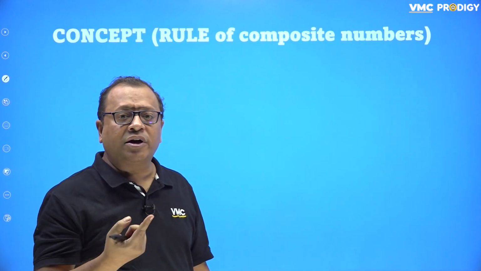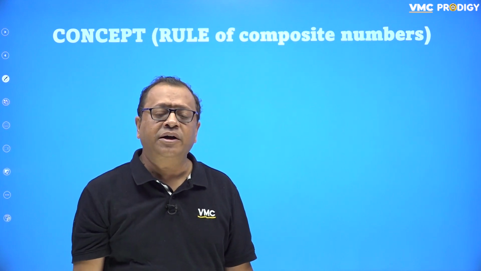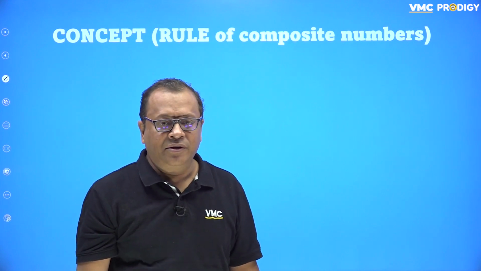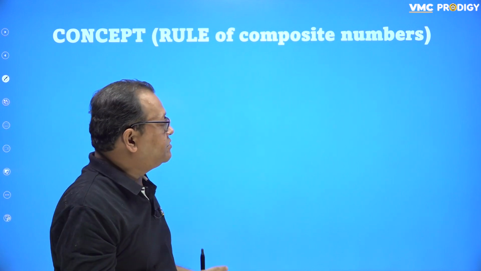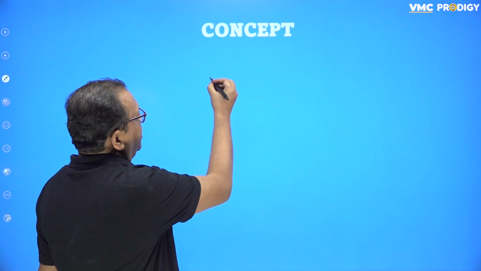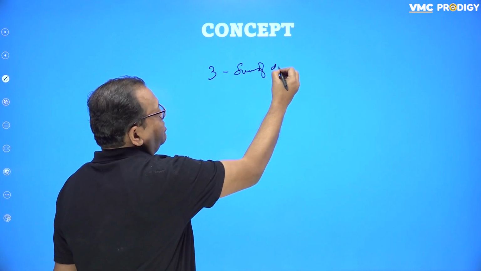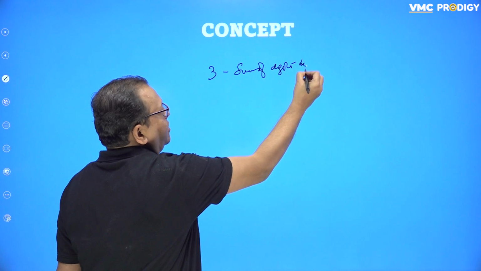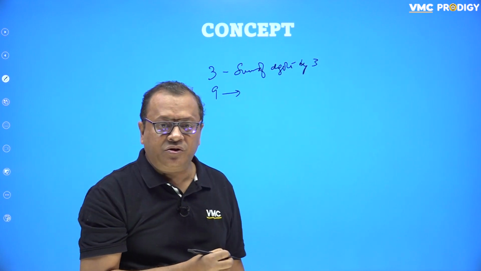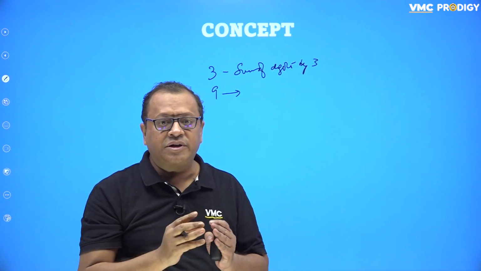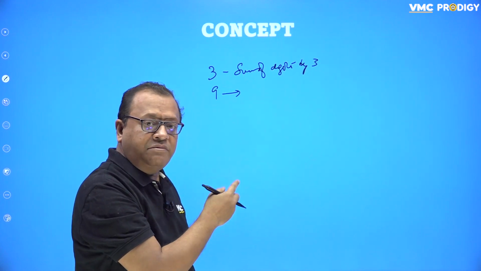Now let's move on to other numbers. What is the condition that a number is divisible by 3? A number is divisible by 3 if the sum of the digits is divisible by 3. Okay, and the same rule for 9 as well. If a number is divisible by 9, the sum of the digits has to be divisible by 9. So the rules for 3 and 9 are the same, but it is not the same for 27.